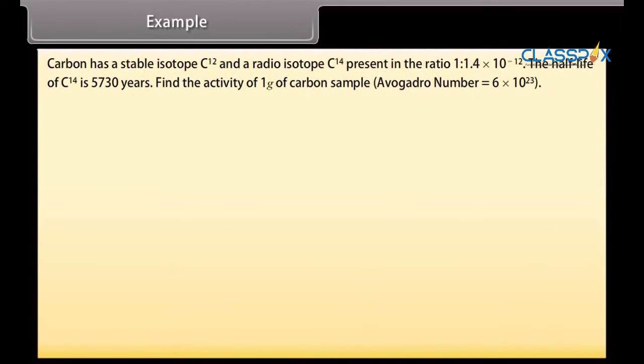Example: carbon has a stable isotope carbon-12 and a radioisotope carbon-14 present in the ratio 1:1.4 into 10 raised to the power minus 12. The half-life of carbon-14 is 5,730 years. Find the activity of 1 gram of carbon sample. Avogadro's number is equal to 6 into 10 raised to the power 23.